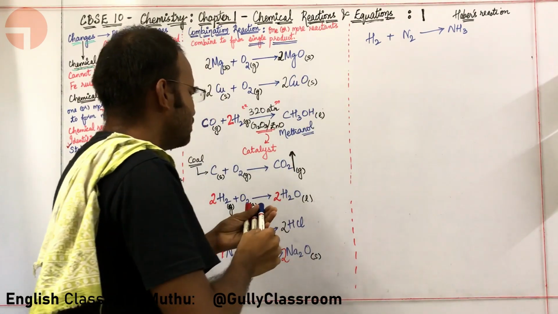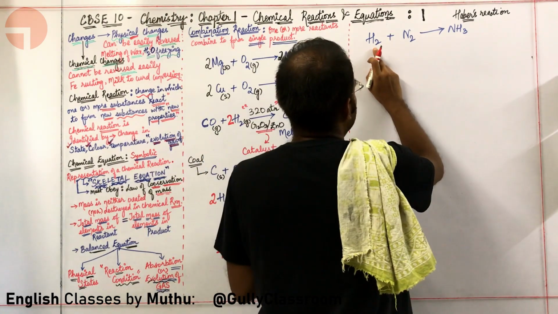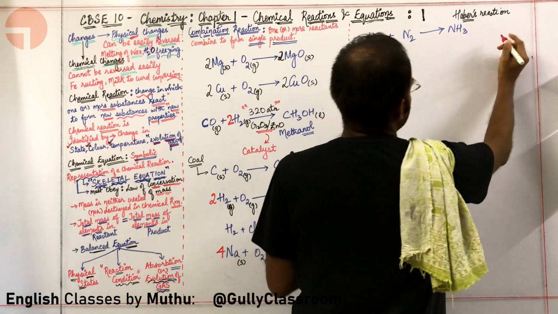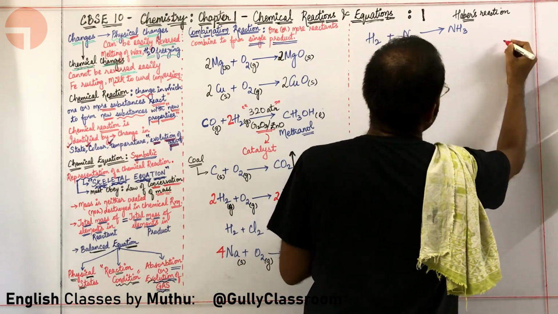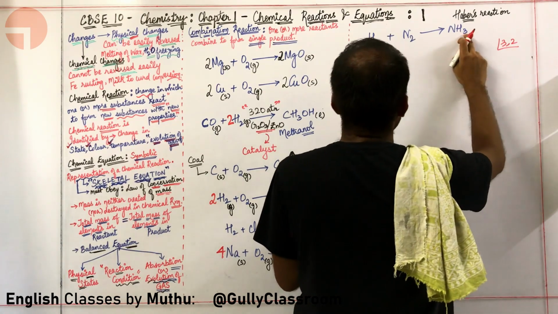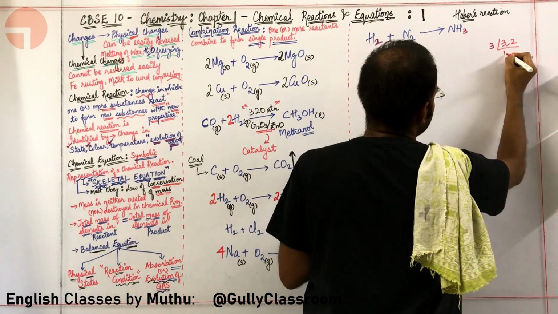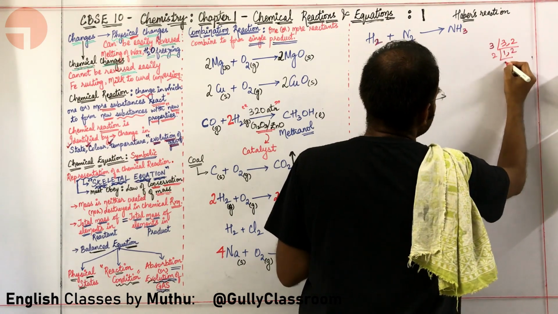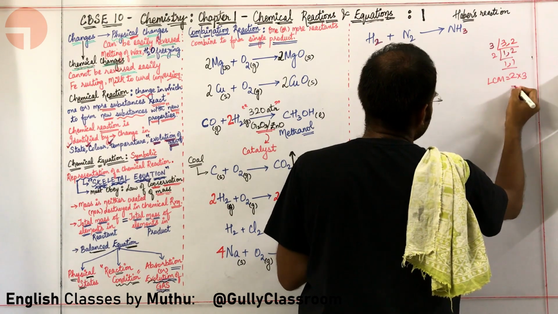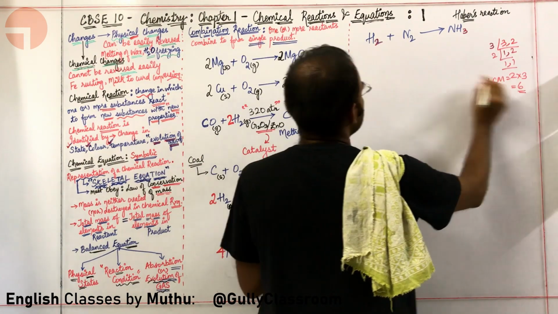How are you going to balance this particular reaction? I need to first balance hydrogen. Here there is 2 hydrogen, here there is 3 hydrogen. How am I going to balance this? I am going to take the LCM of 3 and 2. So what is the LCM? The LCM is 2 into 3, which is 6. How am I going to bring the value 6 over here?